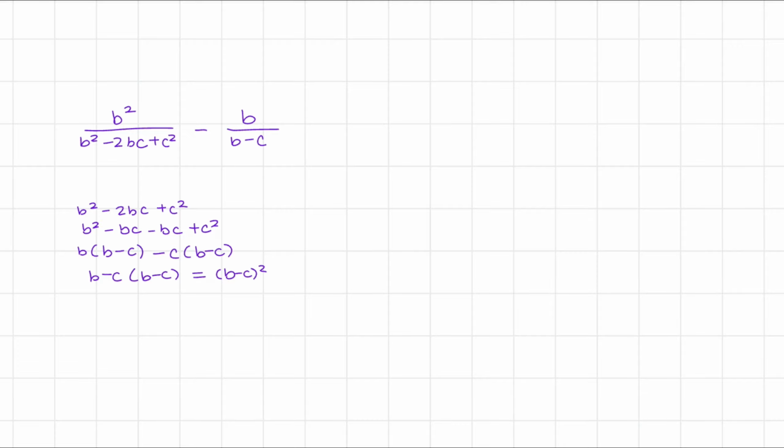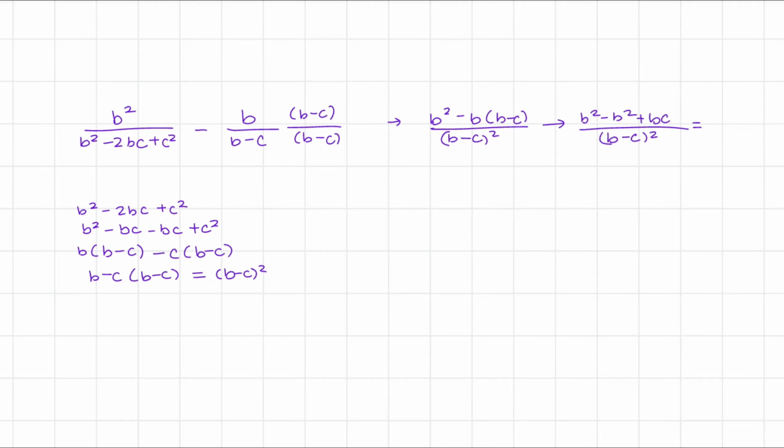Now you're just going to multiply the b over b minus c by b minus c in order to get the common denominator. So this will become b times b minus c over b minus c squared. So the denominators are the same now. Now we can subtract. So b squared minus b times b minus c all over b minus c squared. This would become b squared minus b squared plus bc over b minus c squared, and that's just bc over b minus c squared.